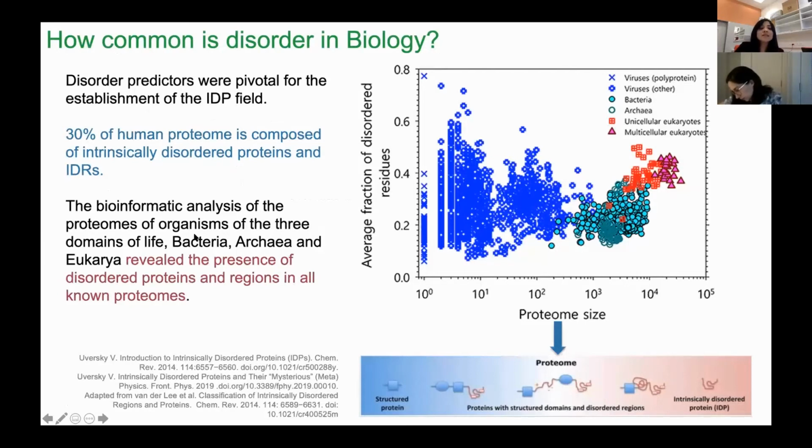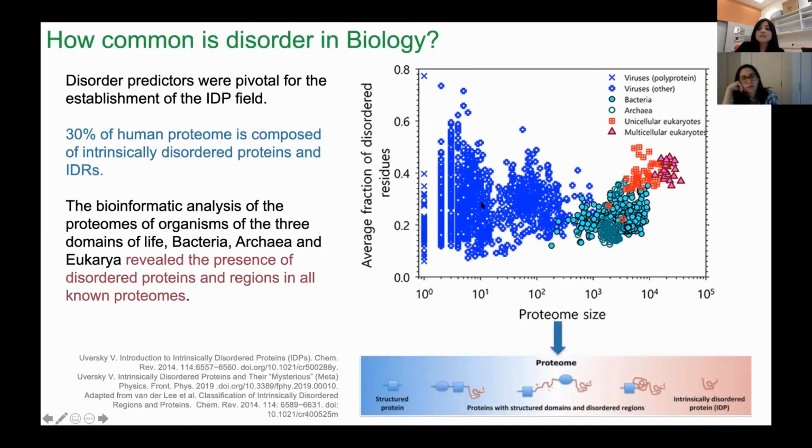But then later on, they realized that they were functional. Indeed, with the analysis of complete proteomes with the disorder predictors, they realized that in fact 30% of the human proteome is composed of intrinsically disordered proteins and regions. Not only that, if you see this chart, it's a chart about the prediction of disordered residues.